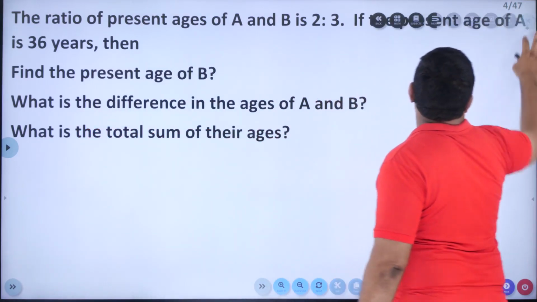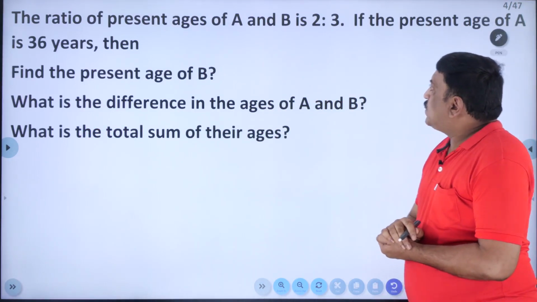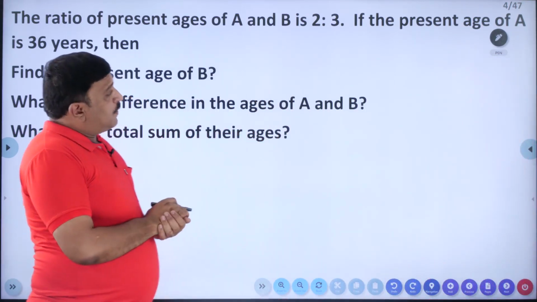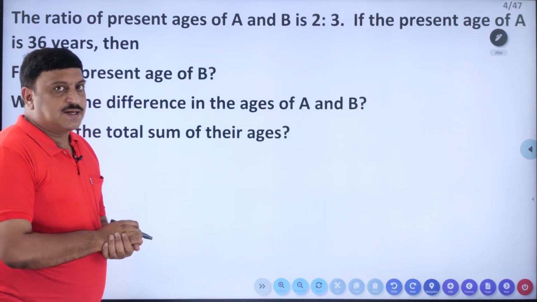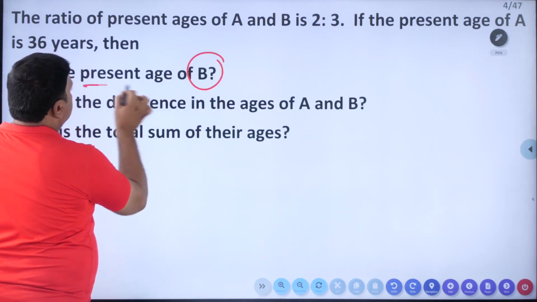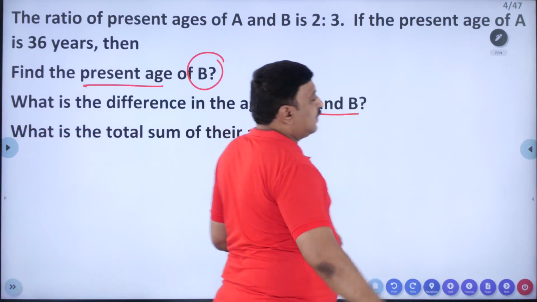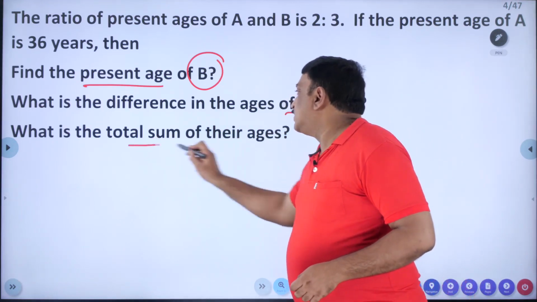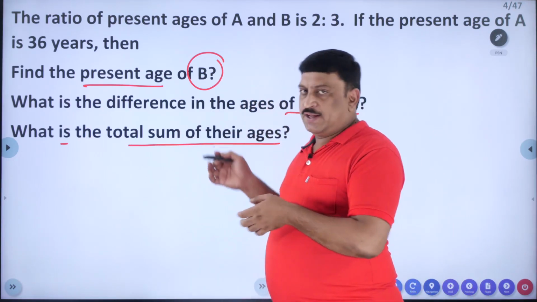See this one? The ratio of present ages of A and B is now 2:3. If the present age of A is 36 years, then find the present age of B. What is the difference in the ages of A and B? They have given the ratio, and they are asking the difference. And what is the total sum of their ages? Total sum of their present ages.